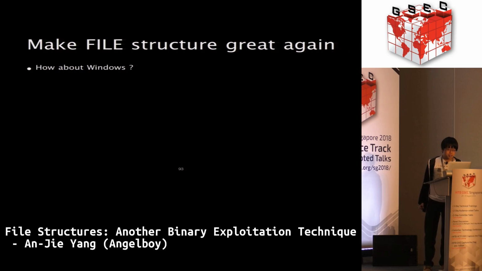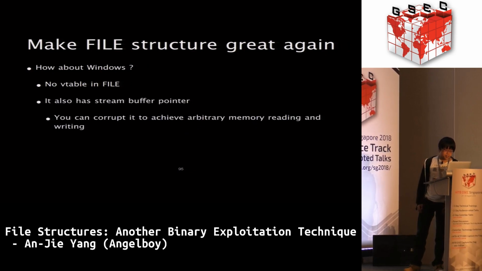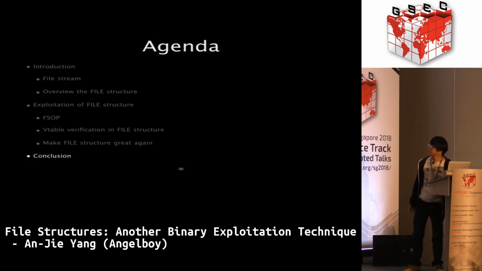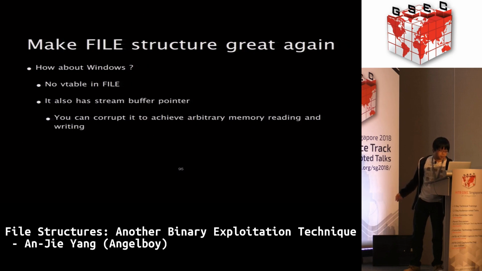The above is in the case of the Linux platform. How about Windows? The file structure in Windows does not have any virtual function table. But it also has a string buffer pointer. So we can corrupt it to do arbitrary memory reading and writing.